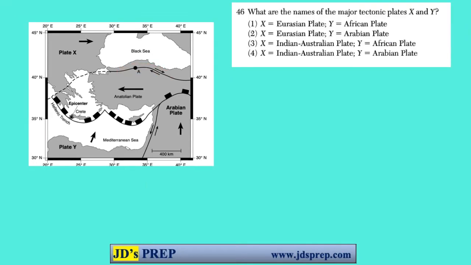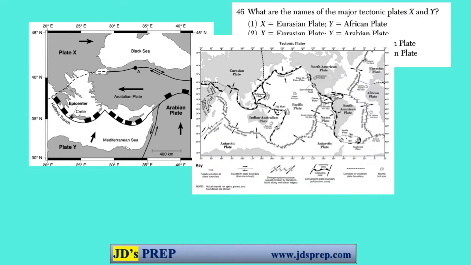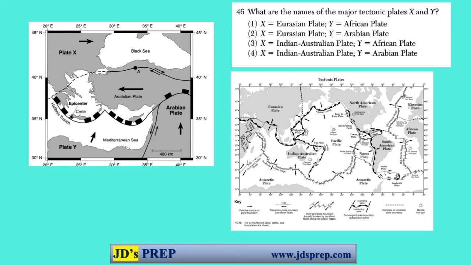boundary. And the next question is asking about the names of the tectonic plates X and Y. So we're going to want to, once again, go to our reference booklet, to this page. If we zoom in on this section, that is approximately where we are looking at. So plate X right here is the Eurasian plate, and plate Y is the African plate. Our correct answer is 1.